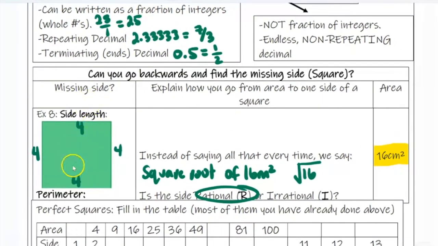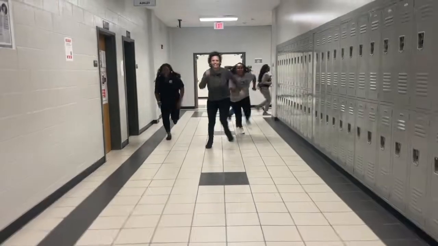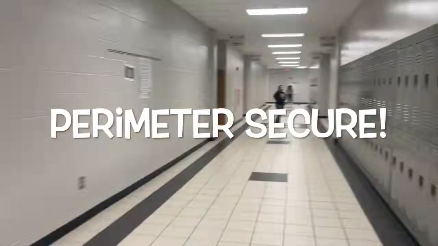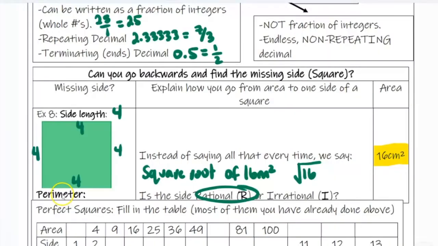Right. It then says, okay, so the side length we have found is 4. The question is now, what is the perimeter? Secure the perimeter! Perimeter secured. Secure the perimeter means just go around the whole shape.